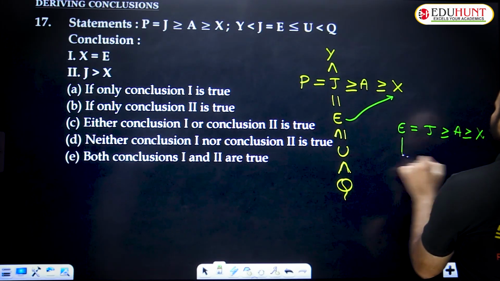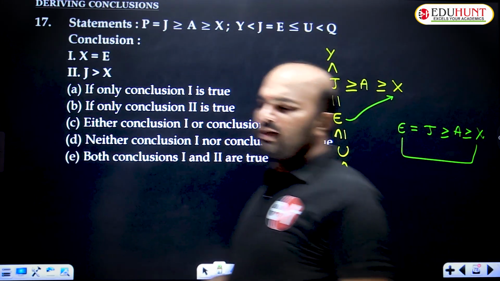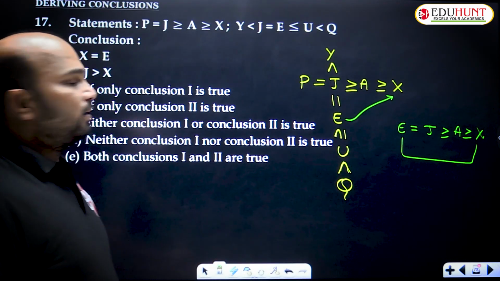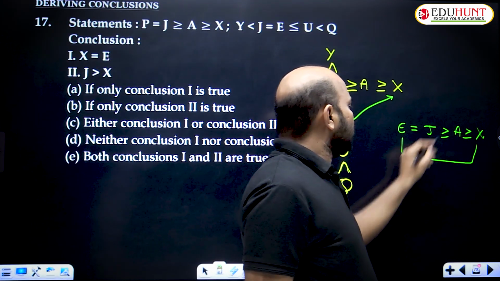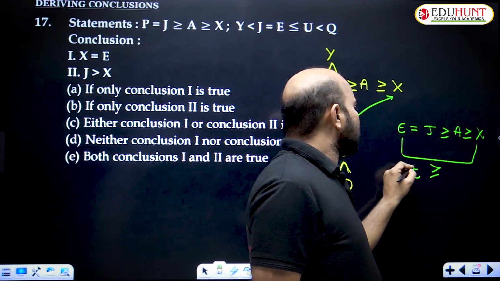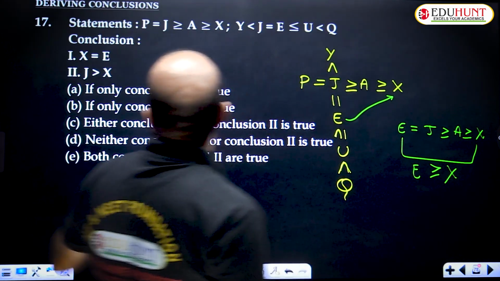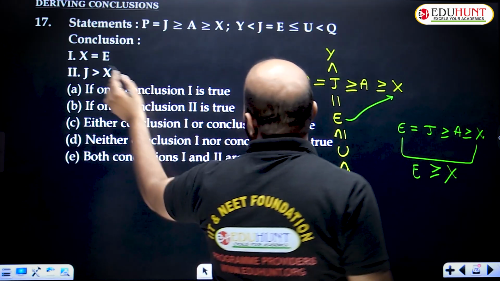So E to X, how many symbols are compared? Two symbols. One is equal, another one is greater than or equal. So any symbol compared with equal, one is equal with the other relation, greater than or equal. So E is greater than or equal to X.